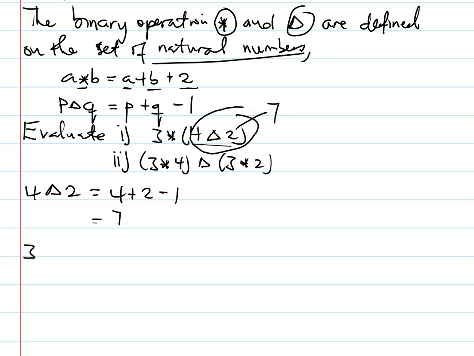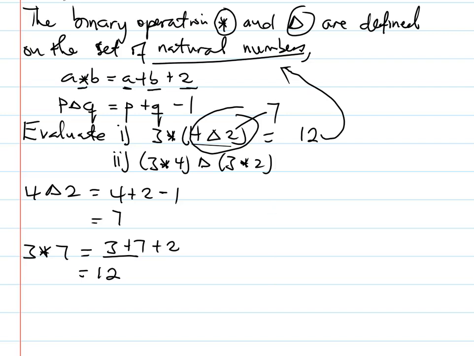So now we can do 3 star 7. Now what is the definition of star? Star is saying that pick the two numbers, add them, and add 2 to it. So we have 3 plus 7 plus 2. 3 plus 7 will give us 10. 10 plus 2 will give us 12. So this whole operation gave us 12, which is part of the set of natural numbers. Hence, it's a binary operation.